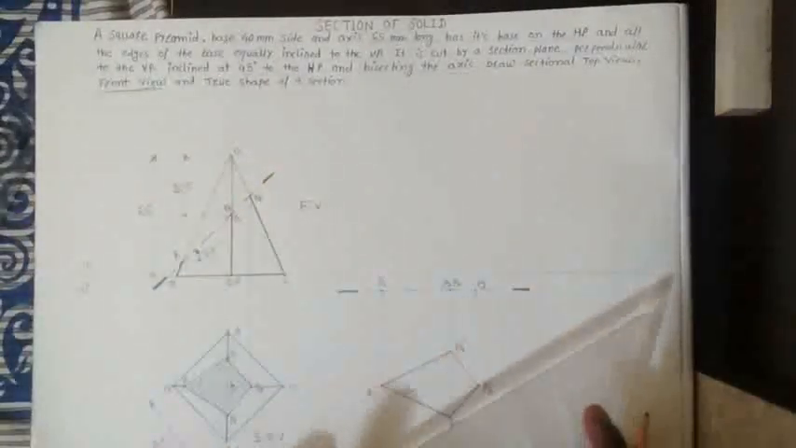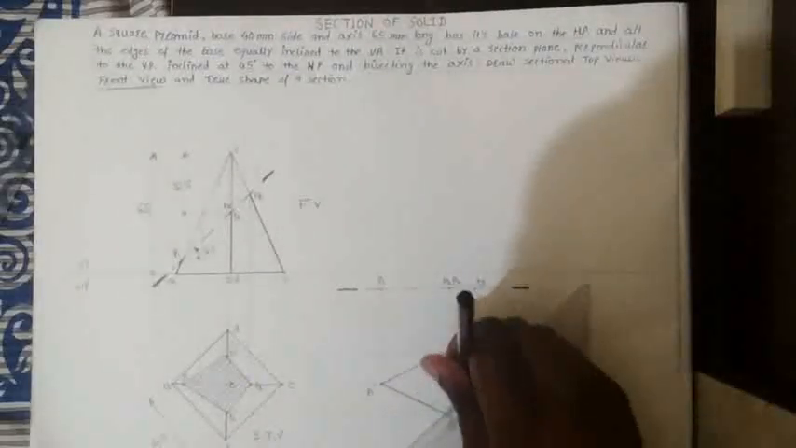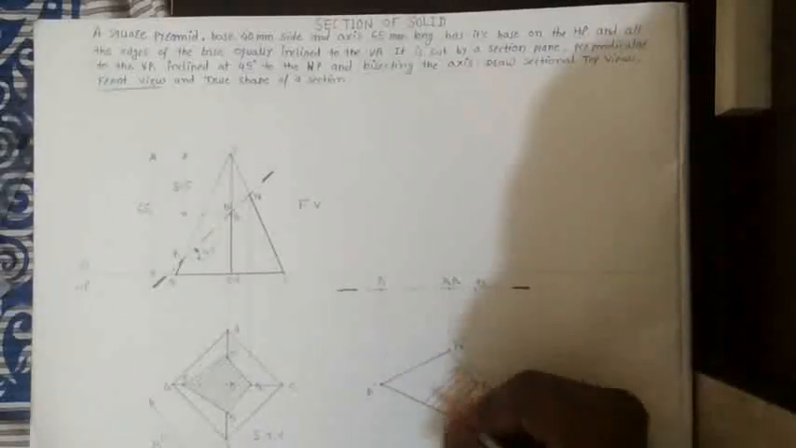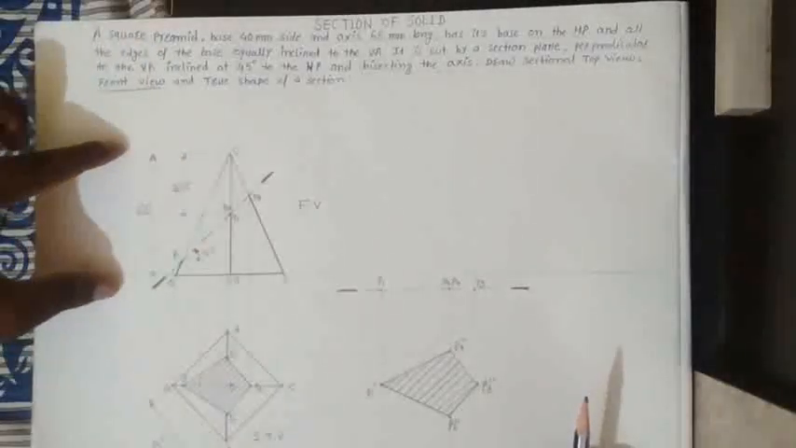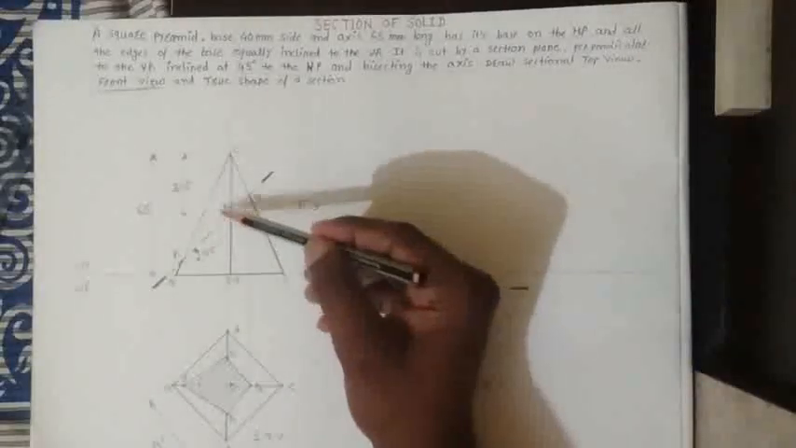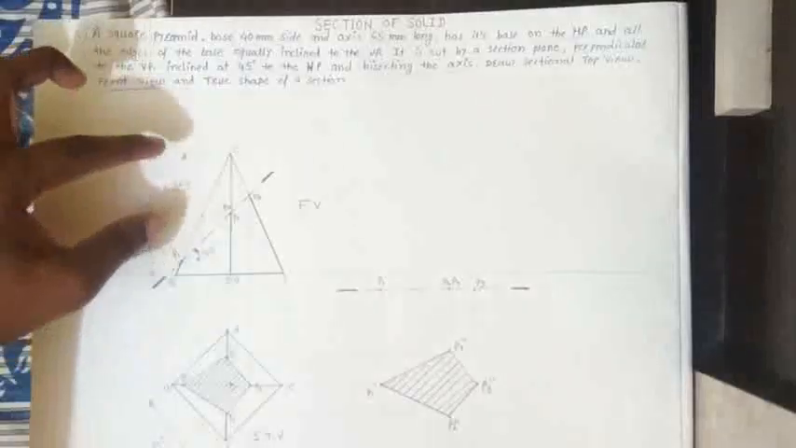So take 45-degree line and mark hatching lines which are equally spaced. So here is your true shape of the section. Then this distance is 40 mm, this distance is 65 mm. As the cutting line is bisecting the axis, therefore this distance is half of 65.